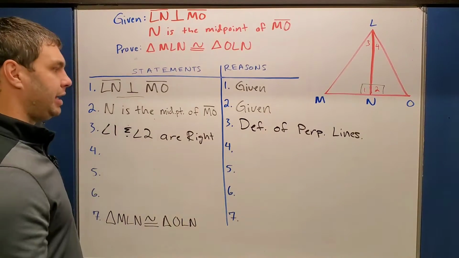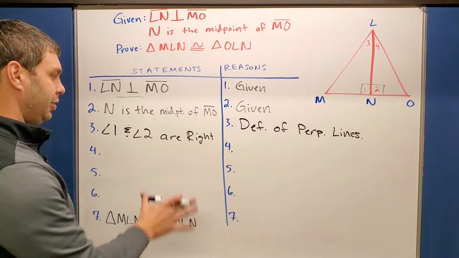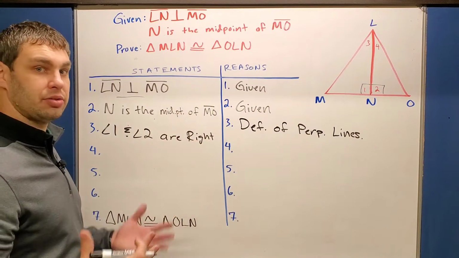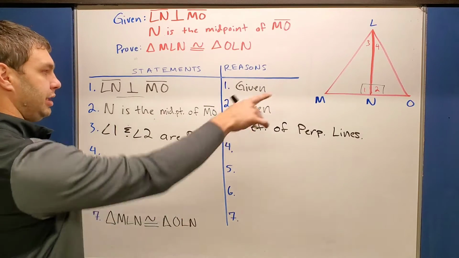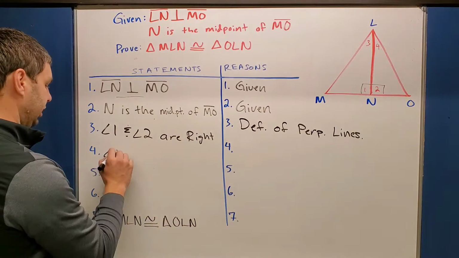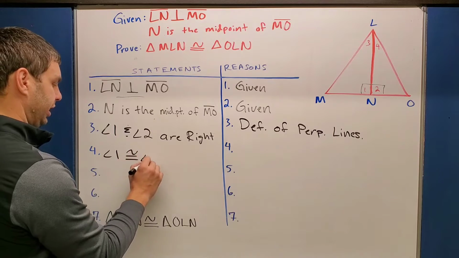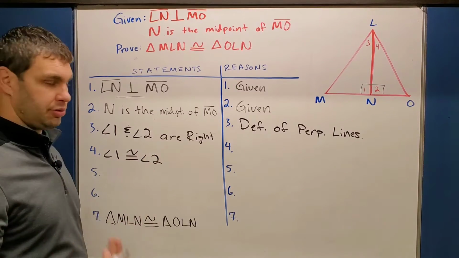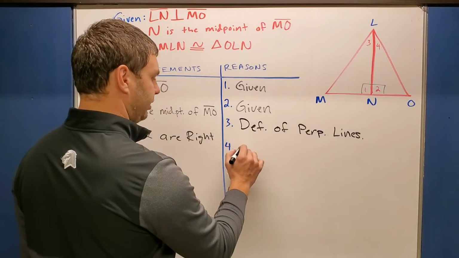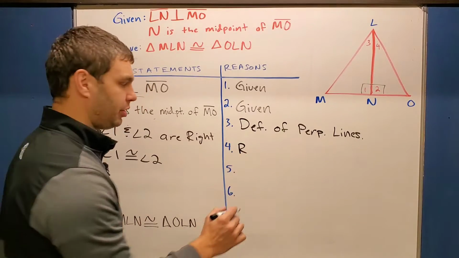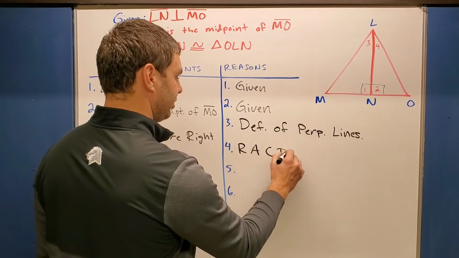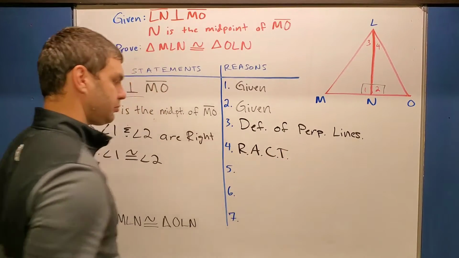All right, once we have that in our picture, then we have to say that right angles are congruent to each other. So now I'd probably say that angle 1 is congruent to angle 2. And remember, all right angles are congruent to each other by RACT, the right angle congruence theorem, R-A-C-T.